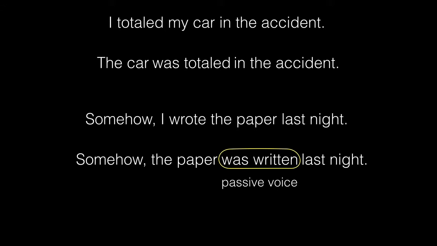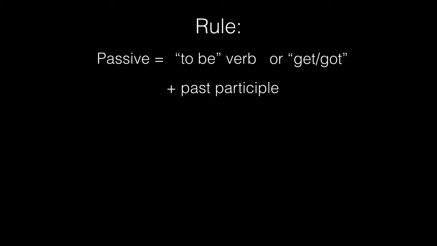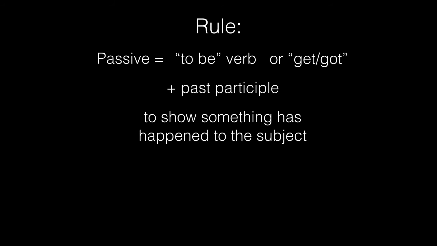Now, one thing to keep in mind is you can use "was totaled" or "was written," but also in more casual speech, you sometimes say "got totaled" or "got written." Now, the rule for passive voice is you take a to be verb like was or get or got, and you add that to what's called the past participle, which with regular verbs is just adding -ed, but with irregular verbs like write, the past participle is written, or break, the past participle is broken. And you use that to show that something has happened to the subject.